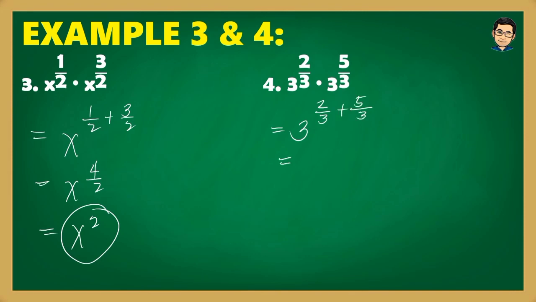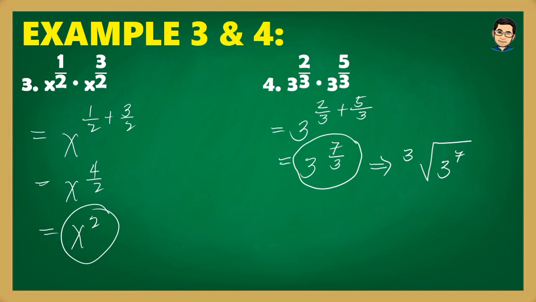2 plus 5, that is 7 over 3. So, yan po yung ating final answer. So, kung nire-require naman tayo na yung final answer natin written in radical form, isusulat lang natin to as cube root of 3 raised to 7.